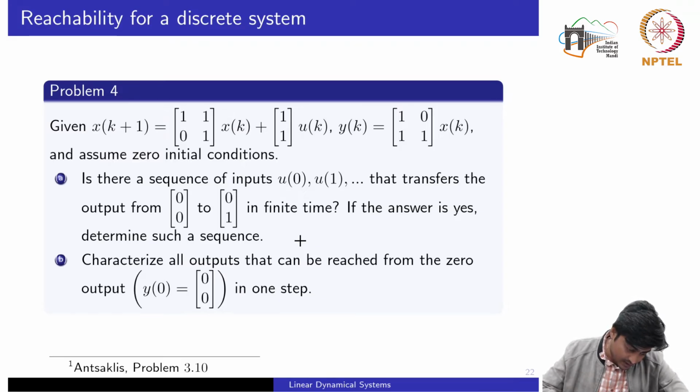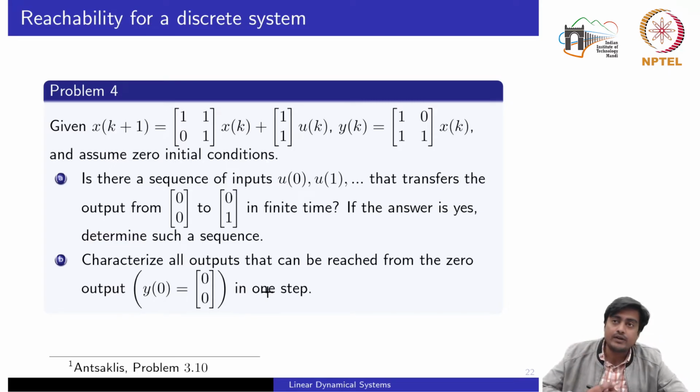Problem 4 discusses the reachability for a discrete time system. Again, we have taken the A, B matrices and the C matrix with zero initial condition, in discrete time. Here the problem is to find whether there exists a sequence of inputs that transfers the output from the origin to some non-zero value in finite time. If the answer is yes, determine such a sequence. The second part deals with the characterization of all outputs that can be reached from the zero output in one step.